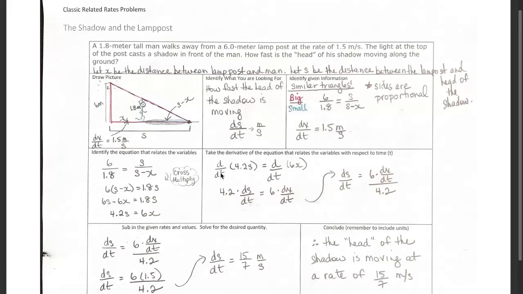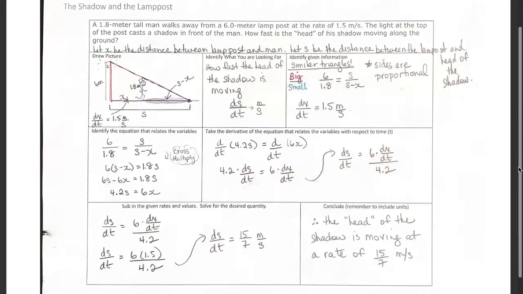So I'm going to find d by dt of 4.2s, and I'm going to make that equal to d by dt of 6x. So again, I'm going to use my chain rule here. The derivative of 4.2s is 4.2, and then I'm going to take on my ds by dt, and I'm going to make that equal to the derivative of 6x, which is 6, and I'm going to take on my dx by dt. And now if I want to get my ds by dt by itself, which is what I'm looking for here, I'm just going to divide both sides by 4.2. So I have 6 times dx by dt over 4.2 is equal to ds by dt.